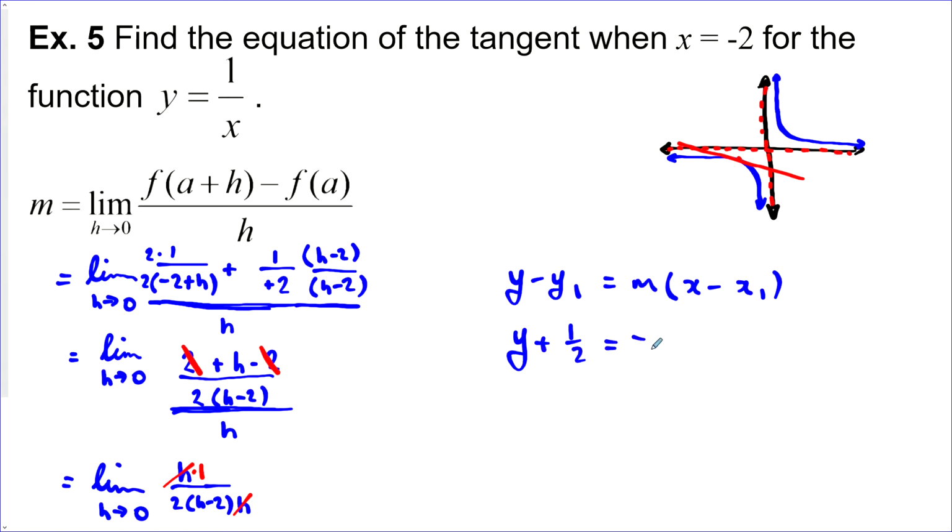The slope is negative 1/4, and x minus negative 2 gives us this equation in slope point form.